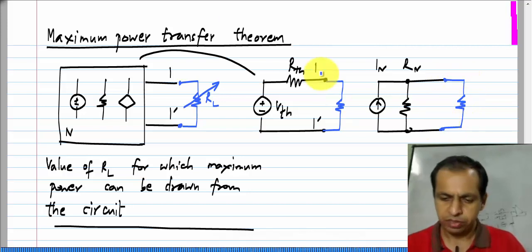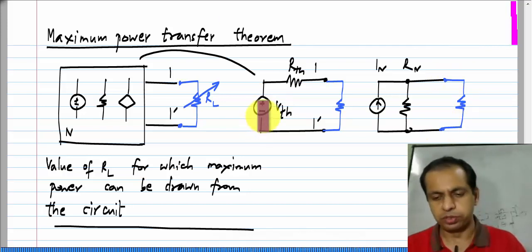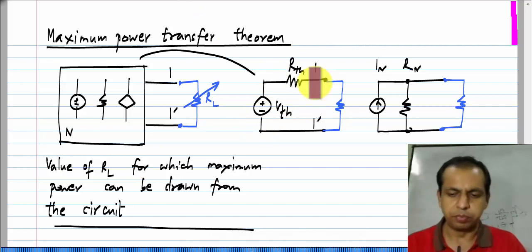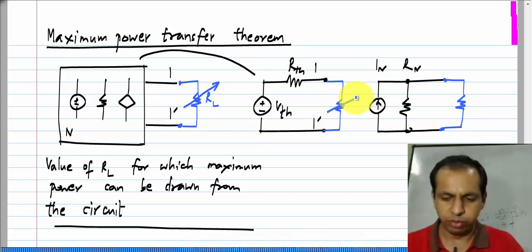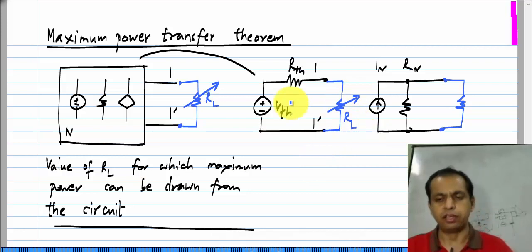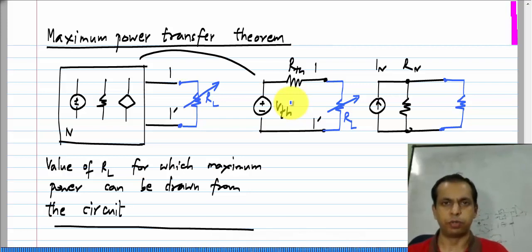So, now if we have a voltage source VTH in series with RTH, this part is fixed anyway, because what we are allowed to vary is the load RL. So, as RL is varied, when does it draw the maximum power? That is what we want to find.